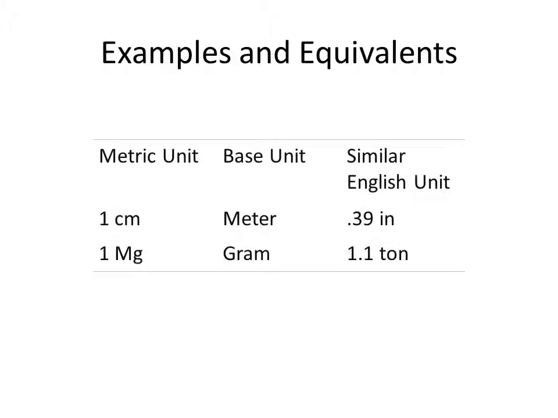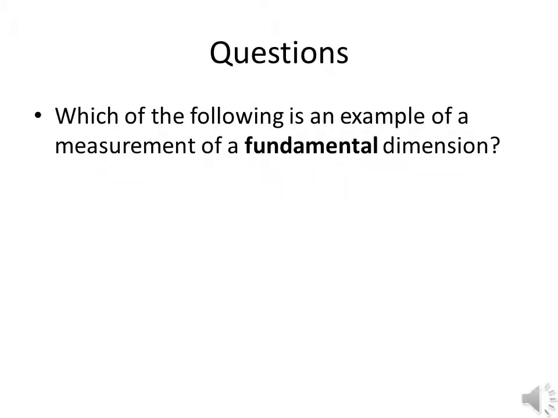Here are some examples and some equivalents. In order to actually convert back and forth, which is what the next module will be about, we have to know what the equivalent is between the unit systems. So in the metric system, 1 centimeter is the same thing as 0.39 inches. 1 megagram, which would be 1 million grams, is the same thing as 1.1 tons, which is the same thing as 2,200 pounds. Remember, there are 2,000 pounds in an English ton.